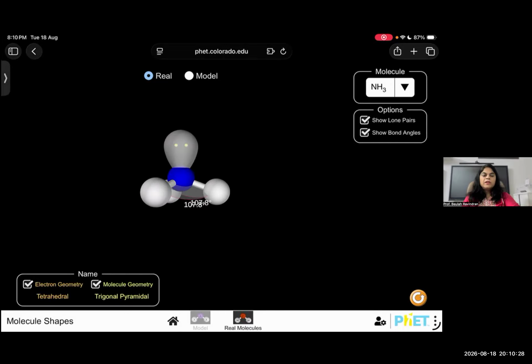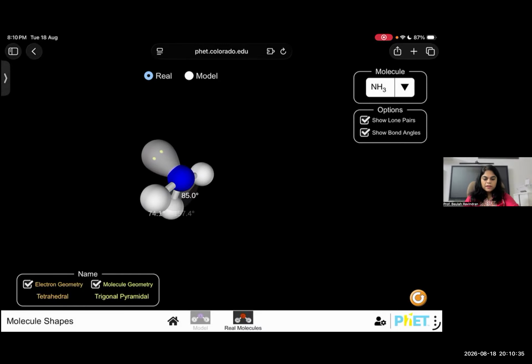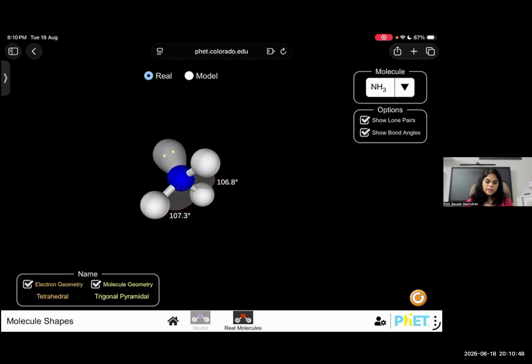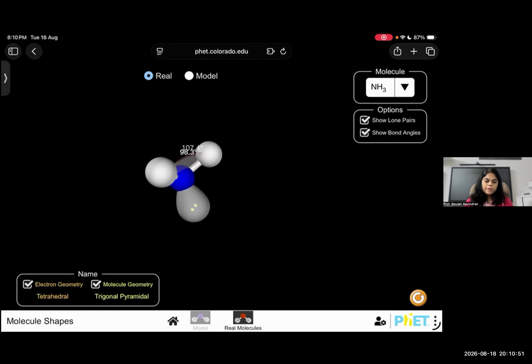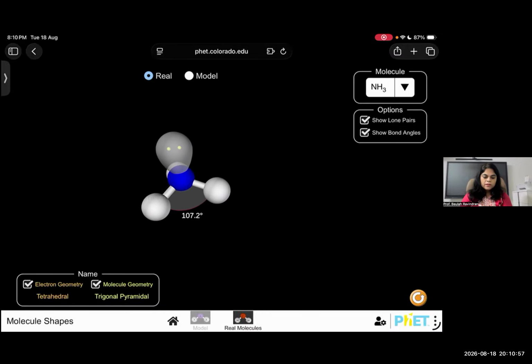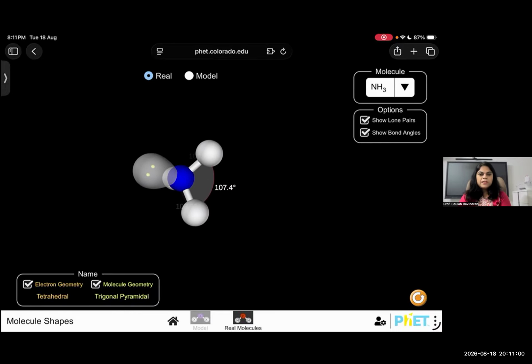For the ammonia molecule, the central atom is nitrogen. This blue color is nitrogen. It has 5 valence electrons, right? Nitrogen has atomic number 7, so 2, 5. Among these 5 electrons, 3 are used for the formation of bonds, 3 bond pairs. So the remaining is 1 lone pair. So 5 is now tallied. Totally it is 4 VSEPs: 1, 2, 3, 4.